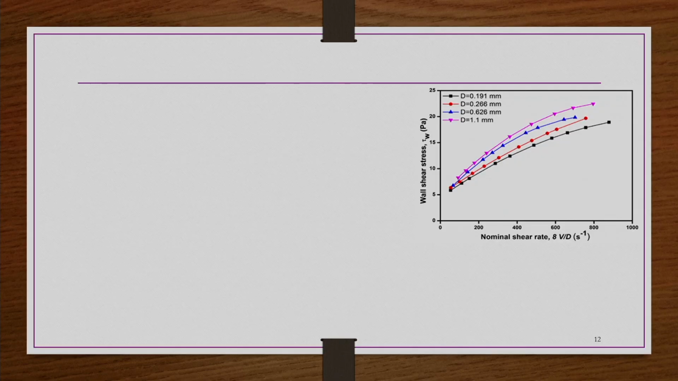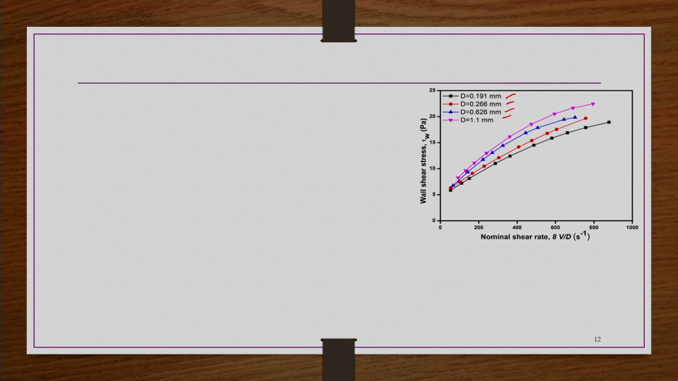So, what you see when you are plotting this tau W versus 8V by D, for different diameters you are getting different curves. This is for a smaller diameter, this is for the next diameter, this is for the other diameter, and this is for the larger diameter, 1.1 mm. So, they are not superimposing onto each other.